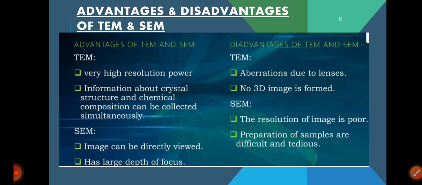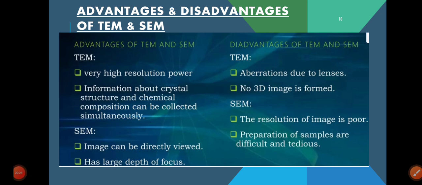Next, if I consider the disadvantages of SEM, the resolution of the image is very poor. As I told you, compared to SEM, the TEM can give a highly magnified contrast and internal structure, and gives the complete image at a time. But the SEM just gives the external structure of the specimen. The preparation of the sample is very difficult. So this is the advantage and disadvantage of TEM and SEM.